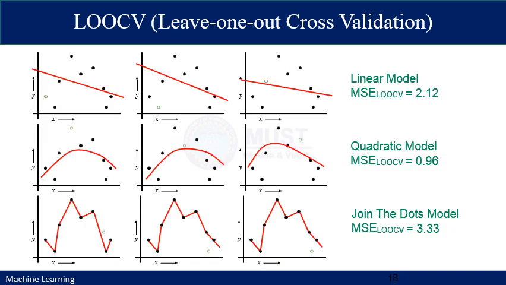Let's say we picked the same dataset with different models, and we implemented the leave one out cross validation technique onto the linear model, quadratic model, and join the dots model. So we measured the mean square error using the same leave one out cross validation technique, and you can see in this case our quadratic model reported the lowest mean square error. Therefore, this optimal model will be selected for generalization onto the test cases.